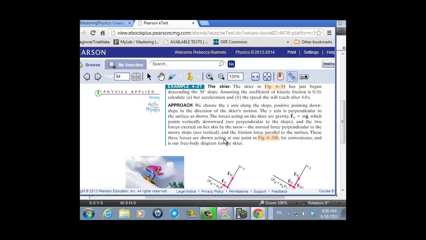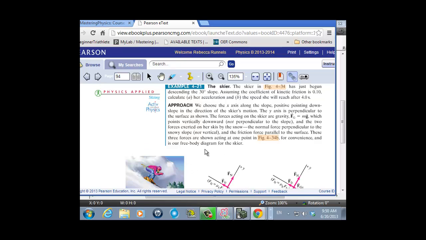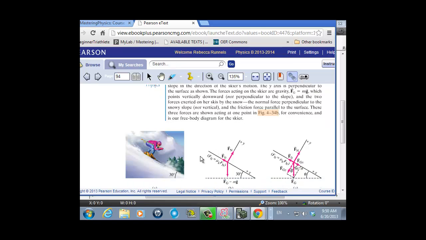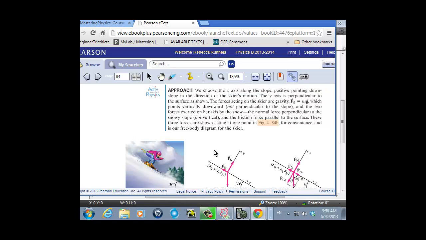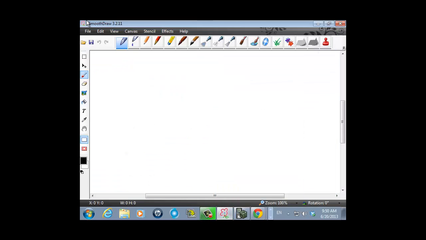Okay, so the skier has just begun descending the 30-degree slope. Assuming the coefficient of friction is 0.10, calculate her acceleration and the speed she will reach after a number of seconds. It said 4 seconds. Okay, so there we go. That's our setup.